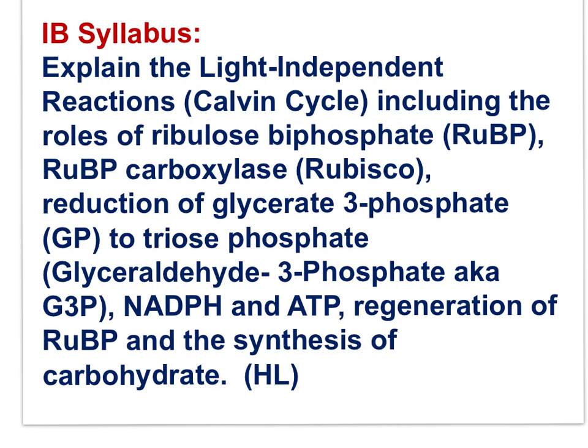Stay tuned. Here is the detailed IB syllabus statement that drives nearly all of this movie. Explain the light-independent reactions, the Calvin cycle, including the roles of ribulose bisphosphate, RUBP, RUBP carboxylase, also known as Rubisco, the reduction of glycerate 3-phosphate to triose phosphate, NADPH, ATP, the regeneration of RUBP, and the synthesis of carbohydrate. I will present the Calvin cycle in the most simple terms possible. Pay close attention to the language I use and the language provided on the slides.